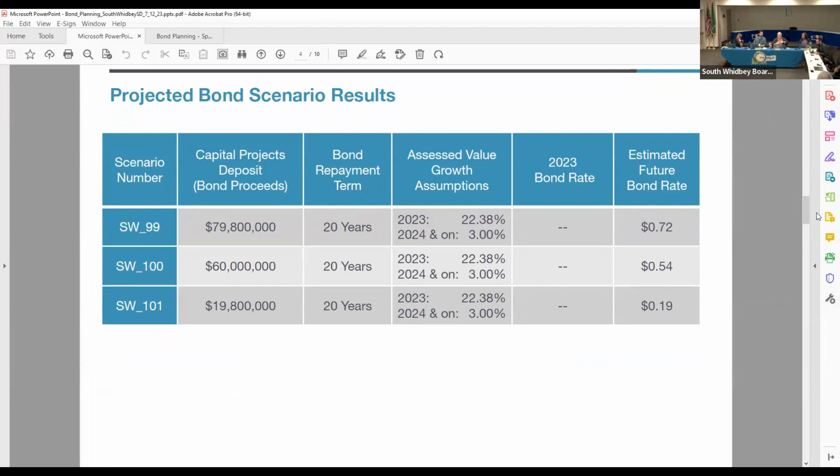About 72 cents, based on that 79.8. Yeah, so he basically did a breakdown. If we did the 79.8 as one, it was 72 cents. If we did 60, it was 54, and the 19.8 was about 19 cents. So it gives you that idea.